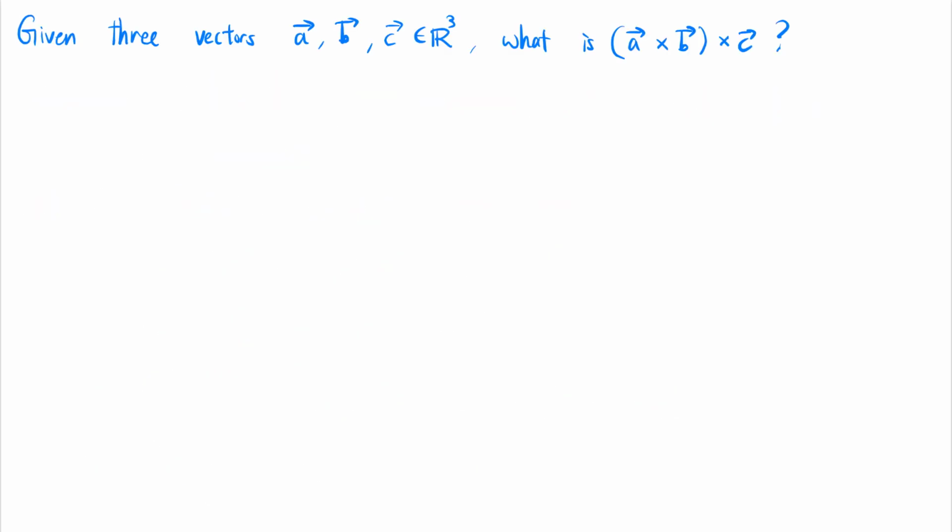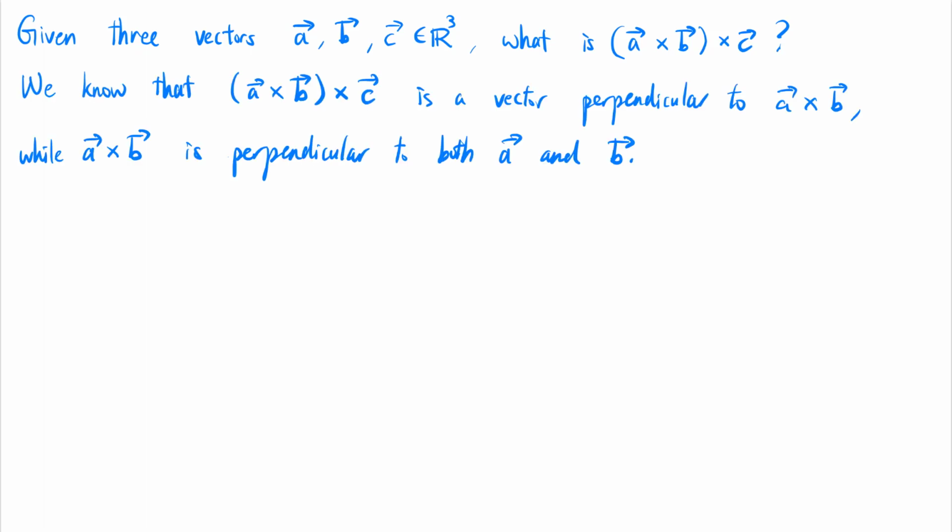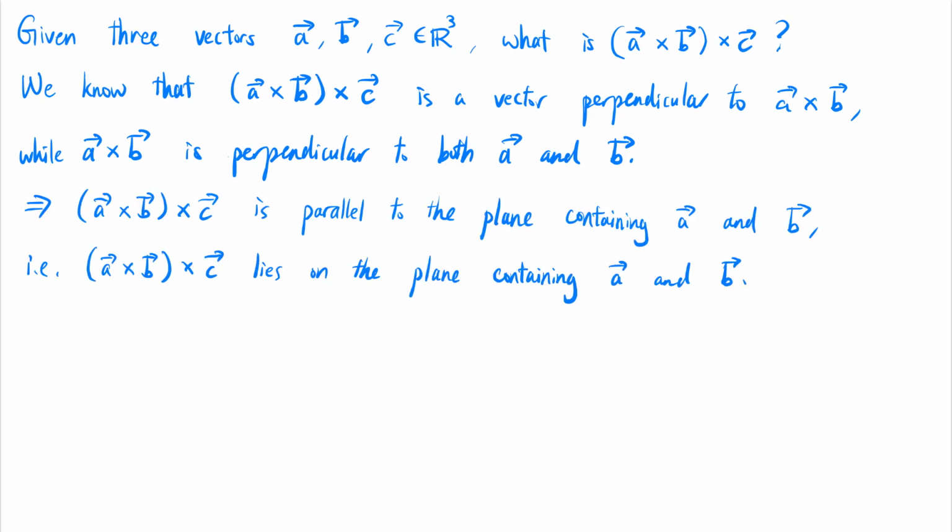Given 3 vectors A, B, and C in R3, what is (A cross B) cross C? We know that (A cross B) cross C is a vector perpendicular to A cross B, while A cross B is perpendicular to both A and B. Hence, (A cross B) cross C is parallel to the plane containing A and B. In other words, (A cross B) cross C lies on a plane containing A and B. The following proposition gives the exact expression of this vector.